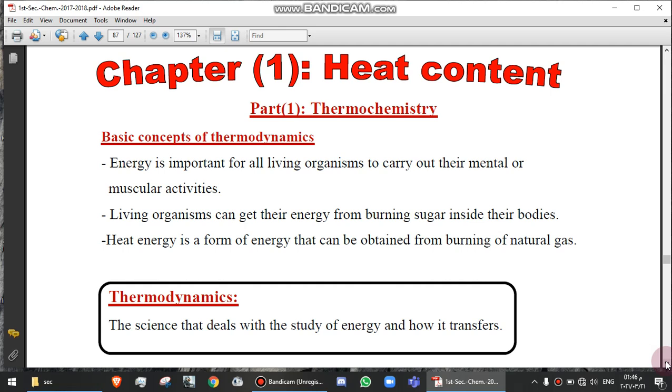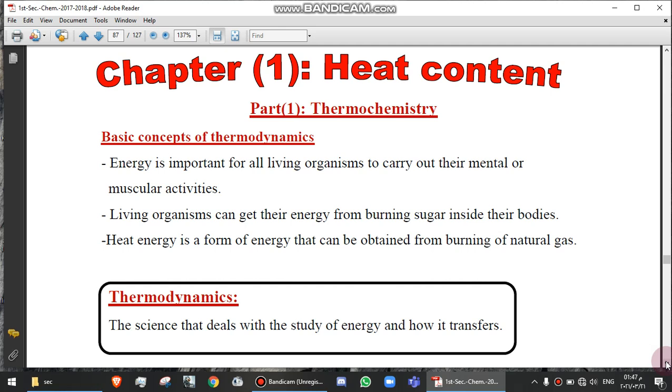Dear student, first secondary. Today we will talk about thermochemistry, the first lesson in second term. What is the meaning of thermochemistry? Thermochemistry is the science that deals with or studies the heat change in chemical reactions due to physical change or chemical change.